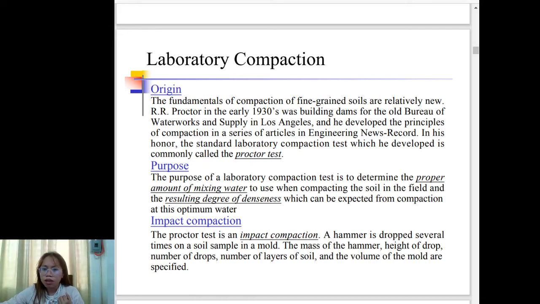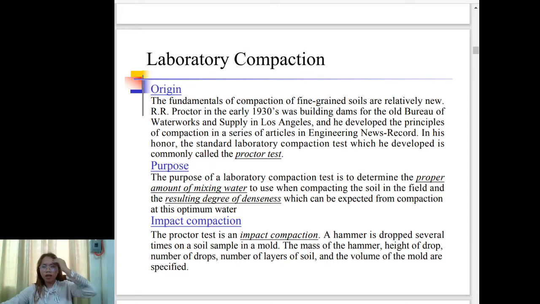The purpose of this laboratory compaction is to determine the proper amount of mixing water to use when compacting the soil in the field, and the resulting degree of denseness which can be expected from compaction at this optimum water content. The Proctor test is an impact compaction. The hammer is dropped several times on a soil sample in a mold. The mass of the hammer, height of drop, number of drops, number of layers of soil, and volume of mold are specified.